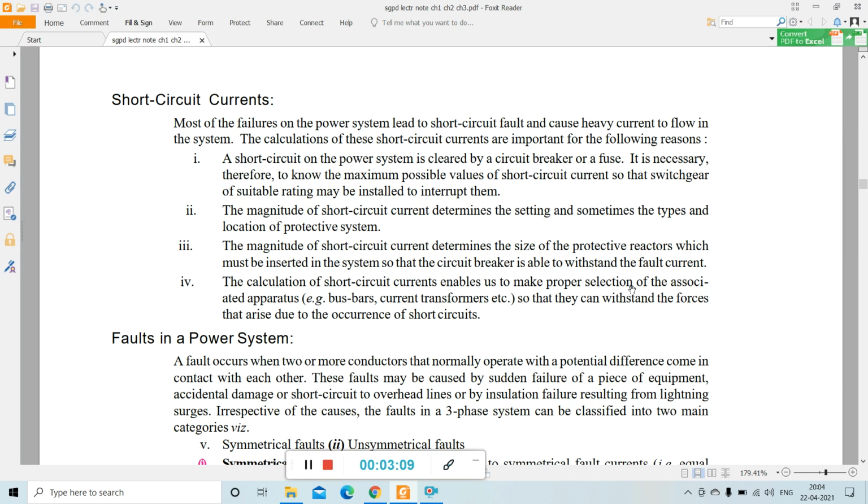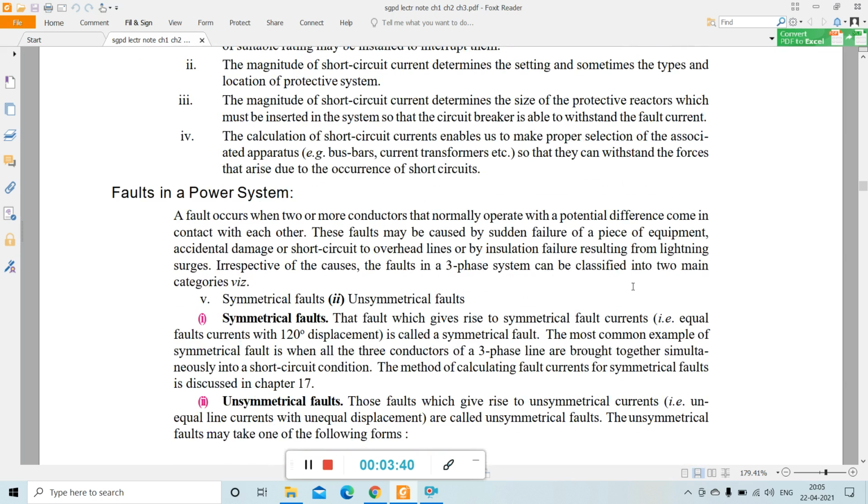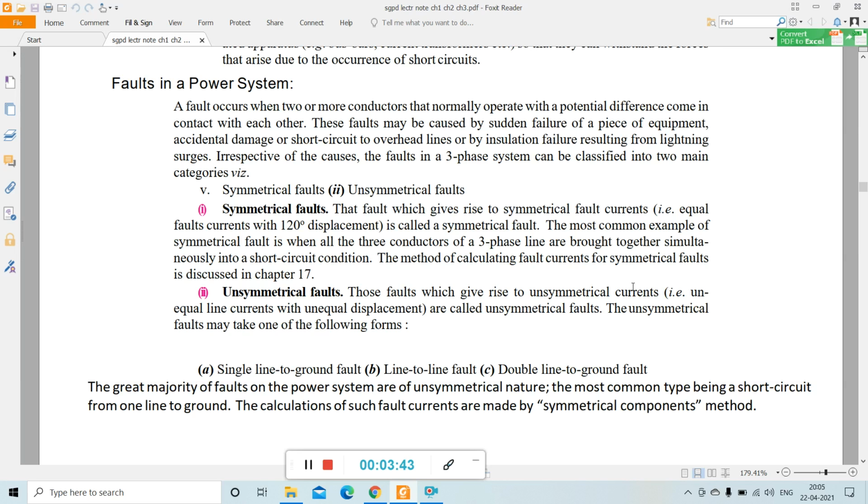The next one is that the magnitude of short circuit current determines the size of protective reactors which must be inserted in the system so that the circuit breaker is able to withstand the fault current. And the calculation of short circuit current enables us to make proper selection of the associated apparatus like bus bars, current transformers, etc., so that they can withstand the forces that arise due to the occurrence of short circuit. The next topic is faults in power system.